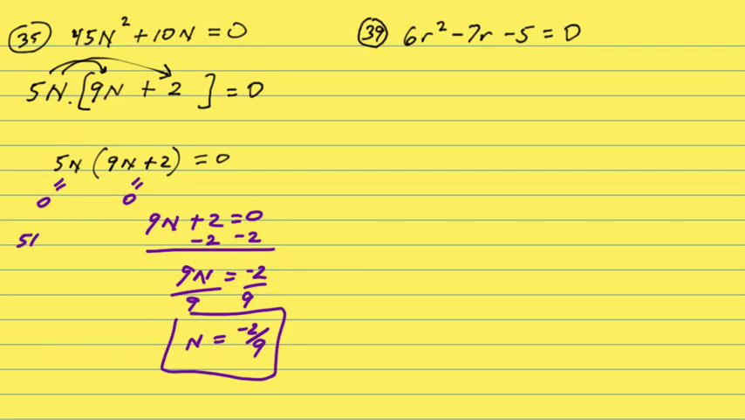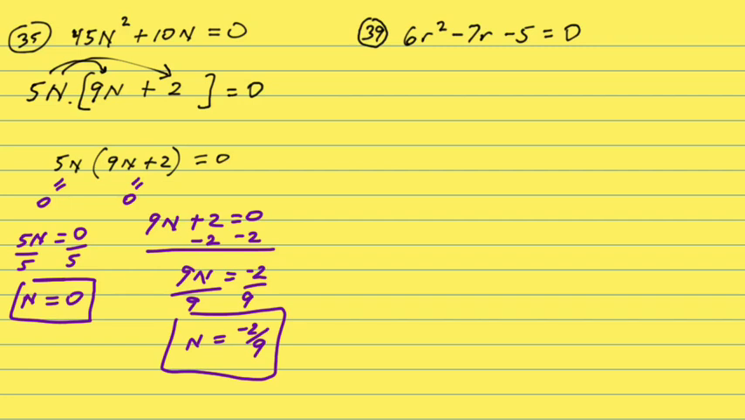How about if 5n equals 0? How do you get rid of the 5? What's the opposite of multiplying by 5? Dividing by 5. 0 divided by almost anything would be 0. So we have two answers, 0 and negative 2/9.